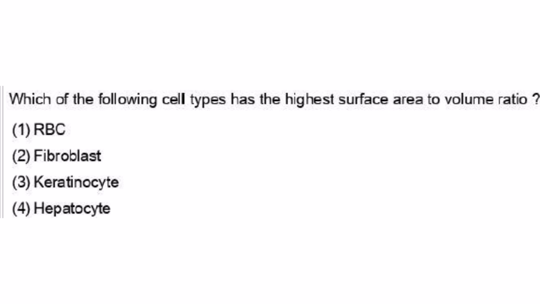Then next one. Which of the following cell types has the highest surface area to volume ratio? Now RBCs have a small volume and a larger surface area. So they have a high surface area to volume ratio. Not fibroblast, keratinocyte, hepatocyte.